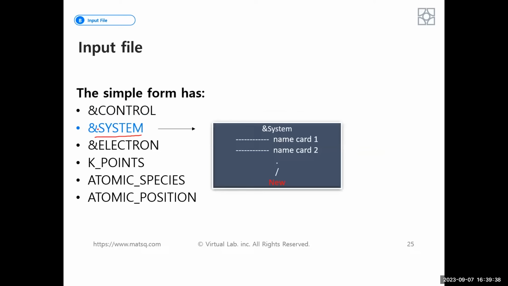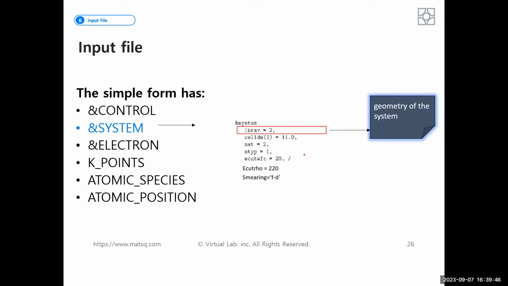The next namelist is the system. So again, you write system, and you can introduce name card 1, name card 2, etc., in a similar way to the previous control. In system, we provide input variables for the system we want to study. So we define, for example, the Bravais lattice we are using. To each Bravais lattice, one particular number is assigned. For example, when we say ibrav equal 1, it's not always 2 actually. It could be 1, 2, 3, up to 14. This 1 means our lattice is cubic, and the code understands it this way.